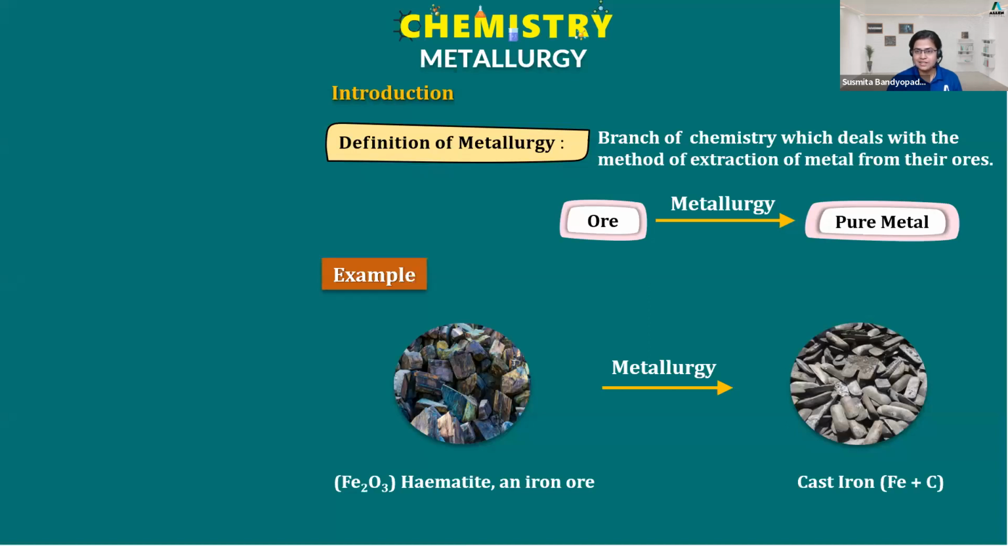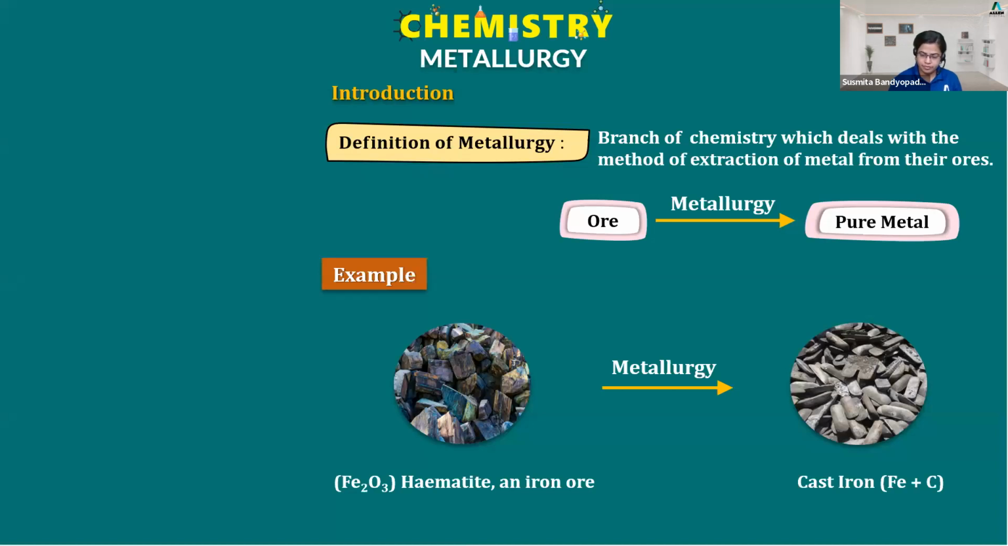So if you want to get silver and gold for your ornaments, or silver foil is also on sweets, no? Or you need copper, aluminium, etc. for electrical equipments, utensils, etc. How to obtain those metals in their pure form and that also economically is the purpose of our discussion of this metallurgy chapter. So basically, it's a branch of chemistry which deals with the extraction of metals from their ores.